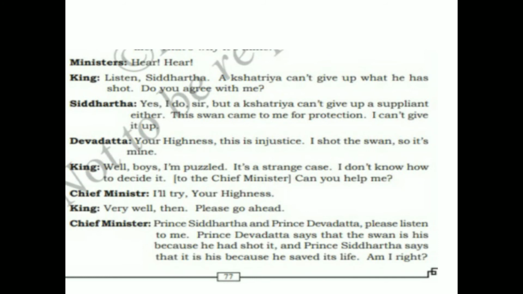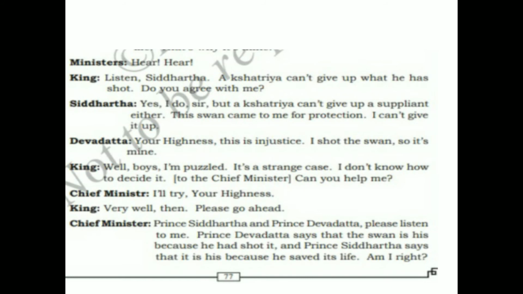Siddhartha says, yes, I do, sir. But a Kshatriya can't give up a suppliant either. So he's telling, I cannot give up one who comes humbly. The swan came to me for protection. I can't give it up.